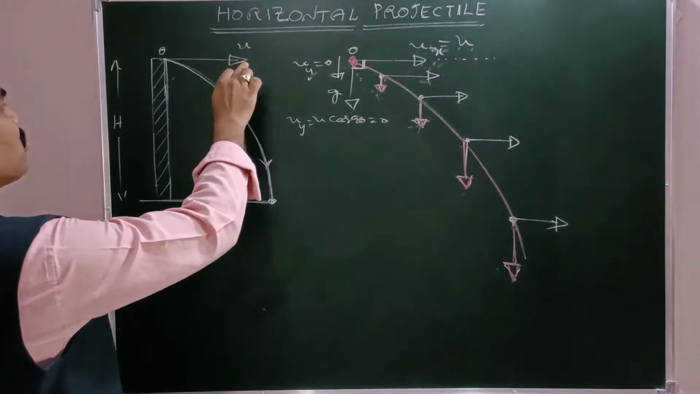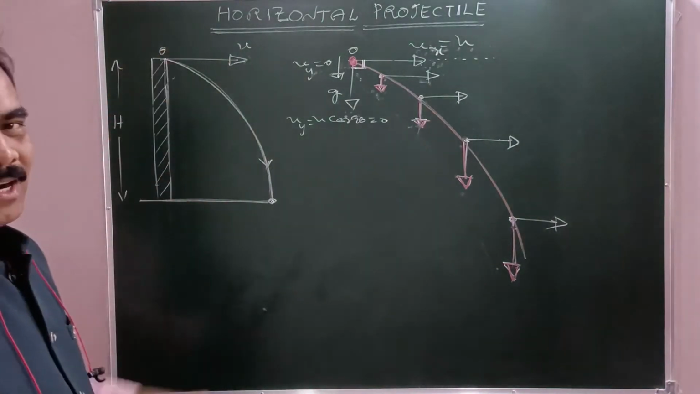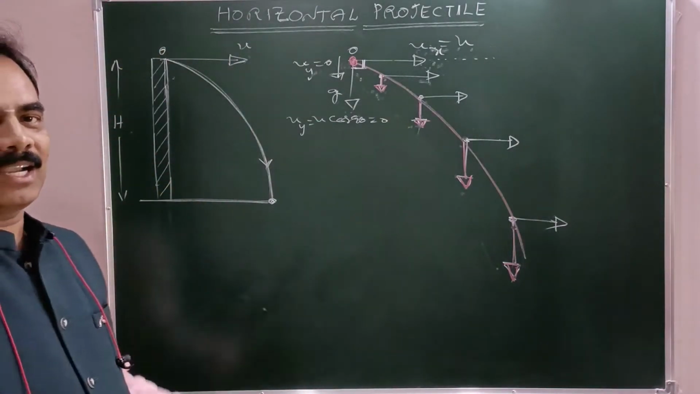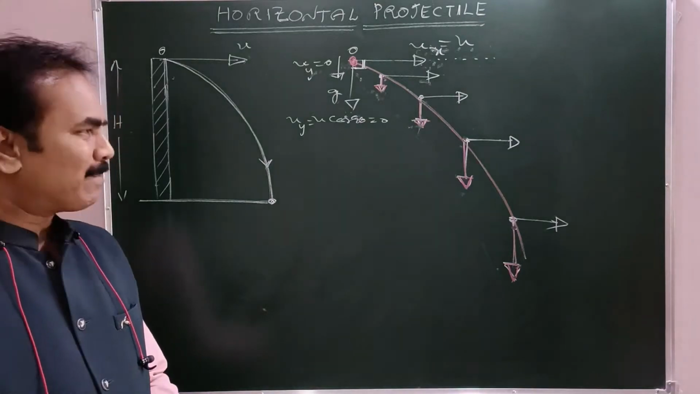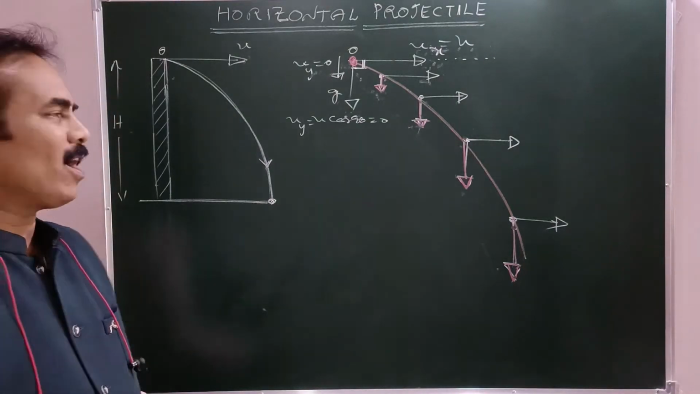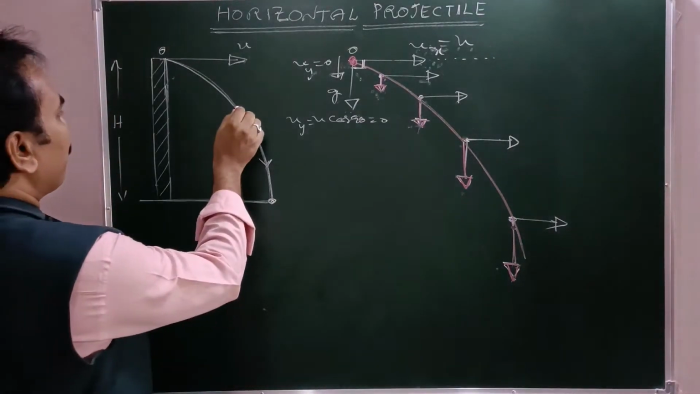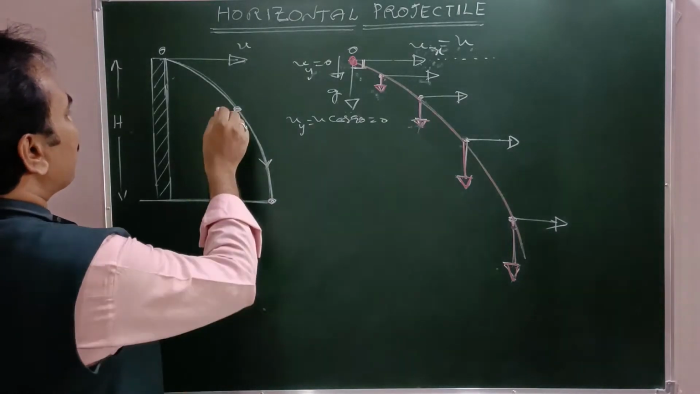Now this is the velocity of projection in blue. O means the point of projection. H means the height of the tower. Now I am taking two points on the trajectory, somewhere here, P. This is point P.